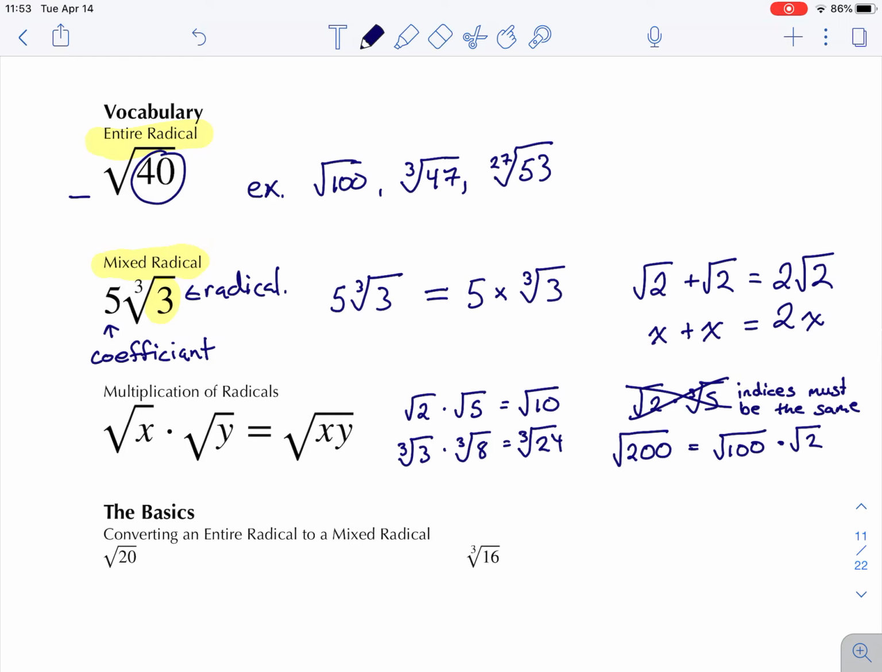All right, so you should know the difference between an entire radical, a mixed radical, and the multiplication of radicals.